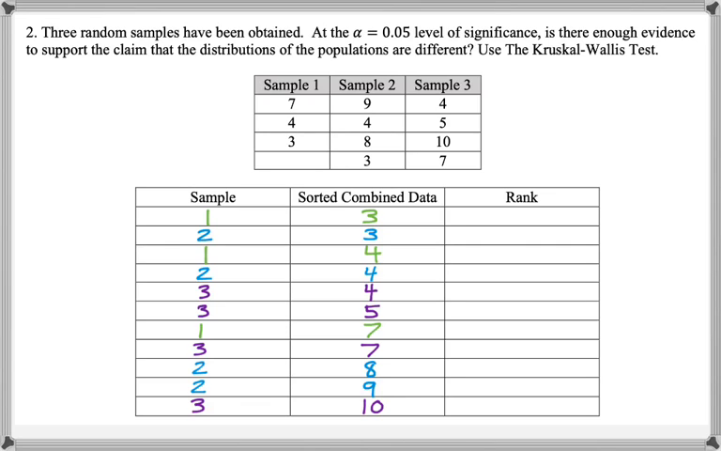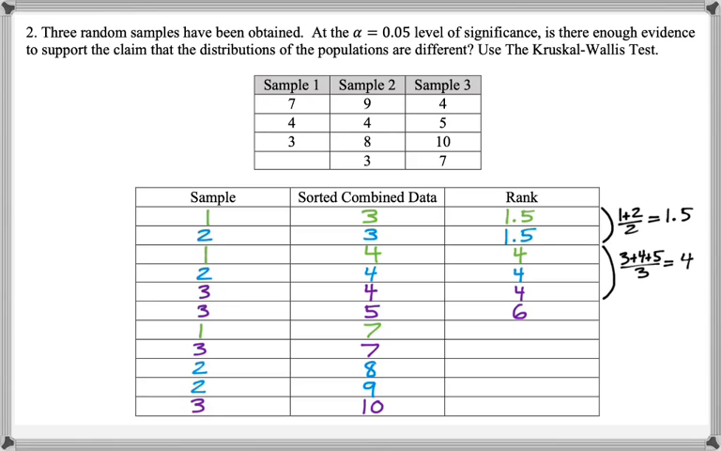Now I want to rank these. And there's a tie for the first and second position. So we have to average these, and they both get a rank of 1.5. And there's a tie for the third, fourth, and fifth positions. So we have to average those, and they all get a rank of 4.